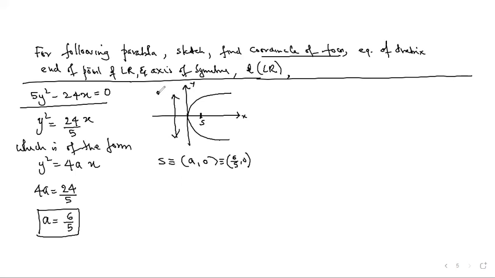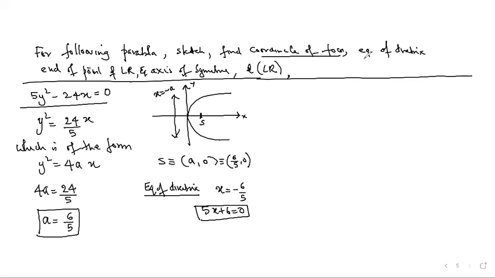Equation of directrix is x equal to minus a. x equal to minus a. So here equation of directrix: x equal to minus 6 by 5, which can be written as 5x plus 6 equal to 0. That will be the equation of directrix.